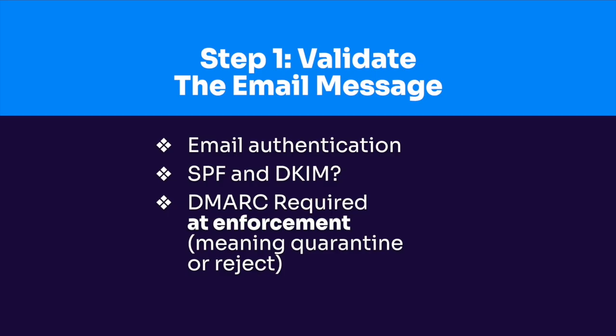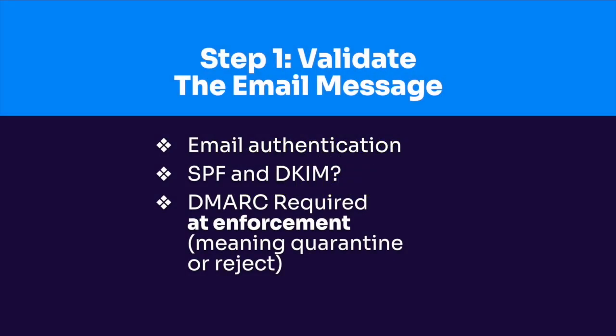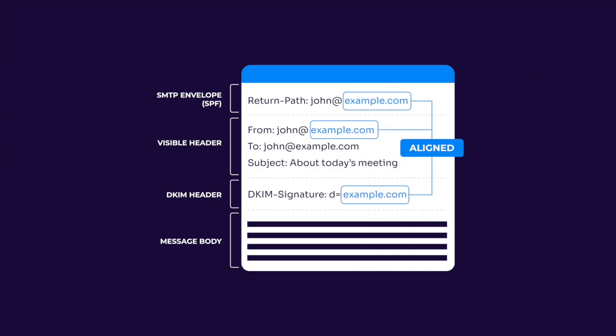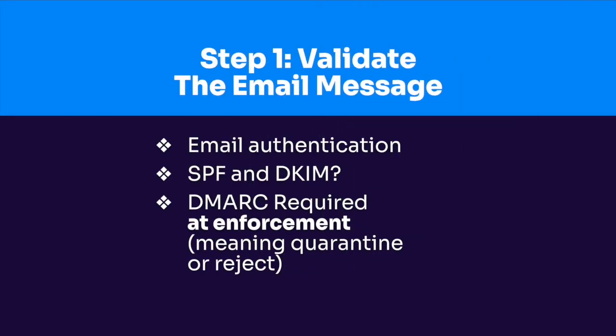BIMI starts with authentication. If a message isn't properly authenticated, there shouldn't be a logo. That means the message needs to pass DMARC, and the sending domain needs to have a DMARC policy at enforcement. P equals quarantine or P equals reject. No DMARC, no BIMI. So let's assume the message passes DMARC through aligned SPF or DKIM authentication, and the domain has a DMARC enforcement level policy in place. Great. Step one is complete.